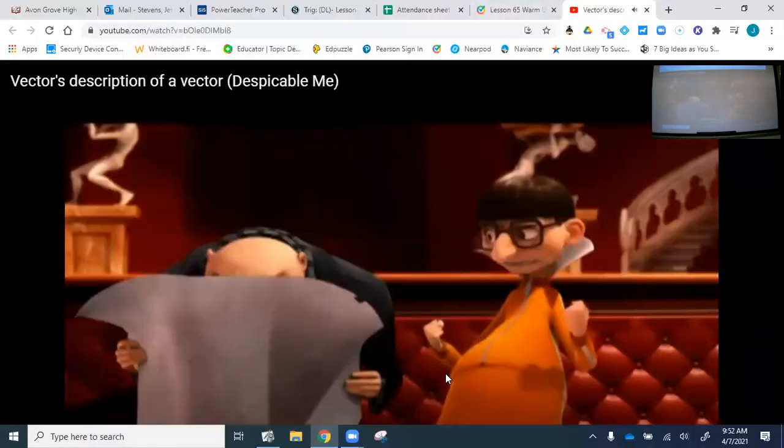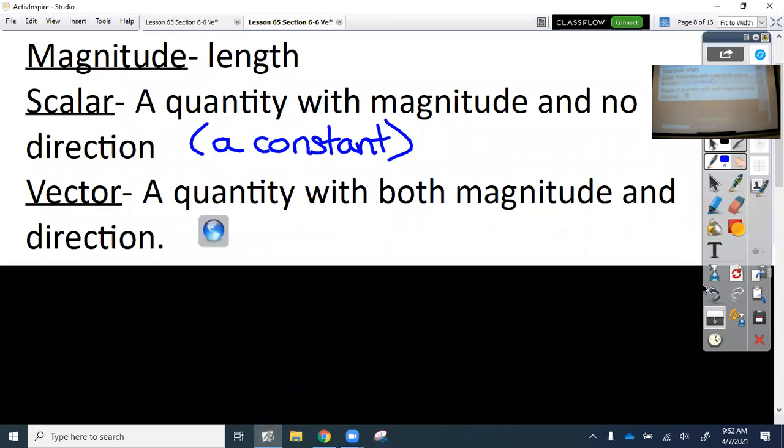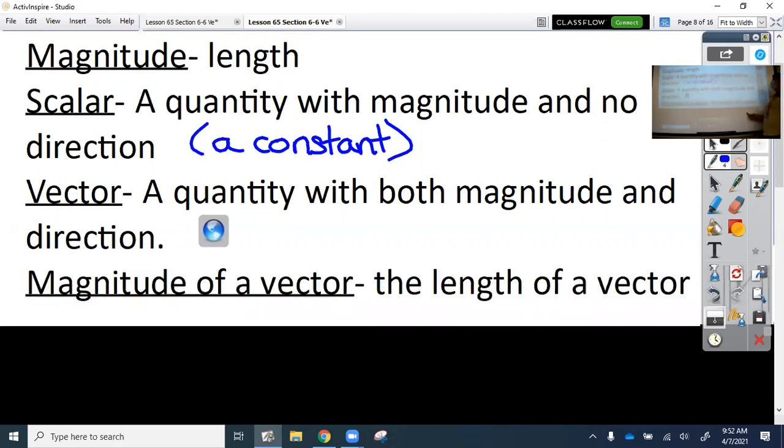All right, how could I not pull that up when Despicable Me tells the definition for us? Has everyone seen that movie? Okay. If anyone online hasn't, you're missing out and you should watch it. All right. So vector: direction and magnitude.